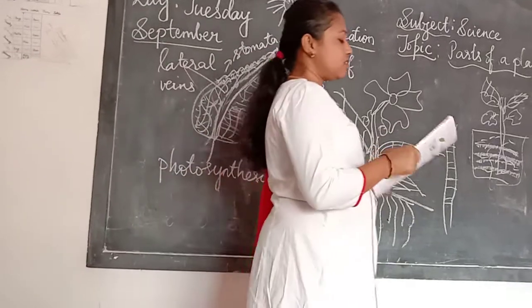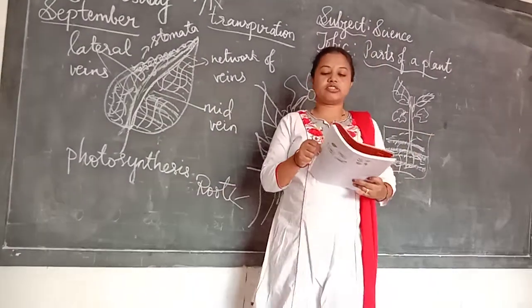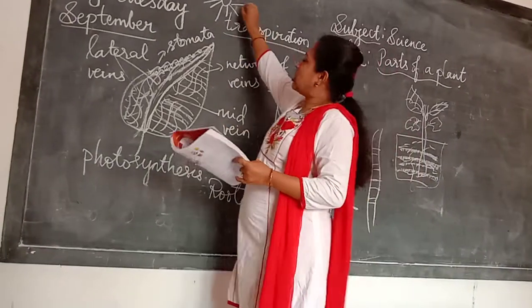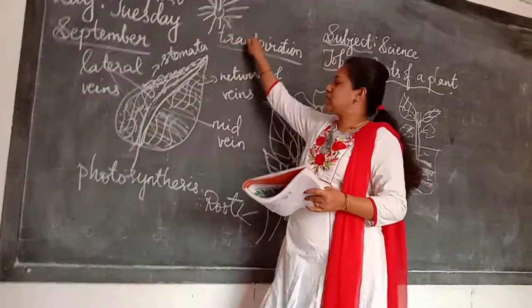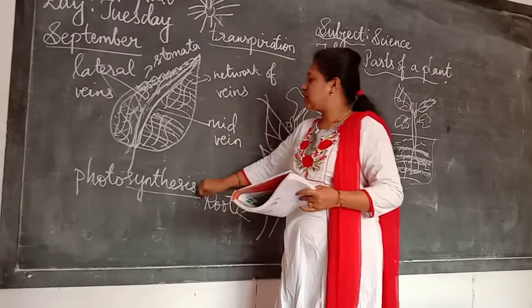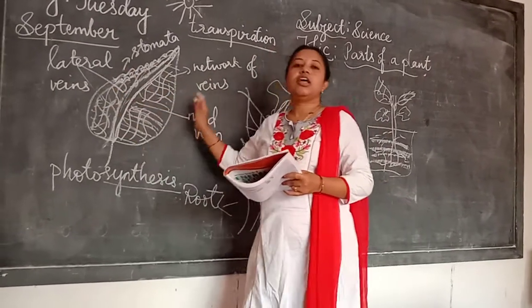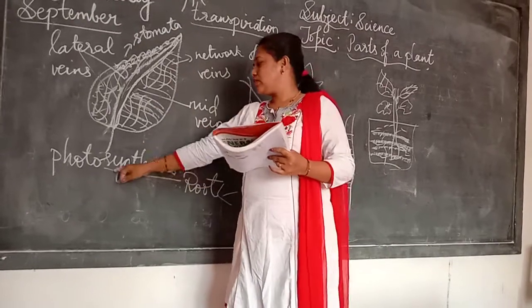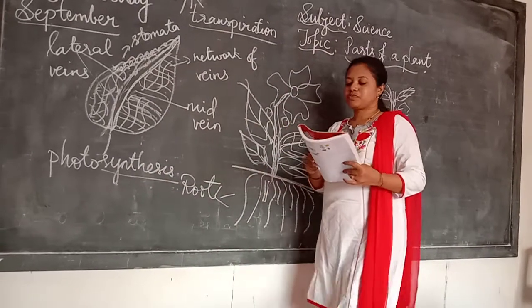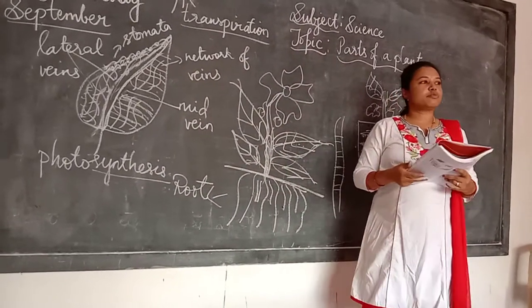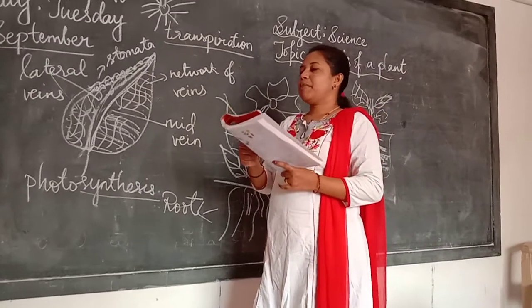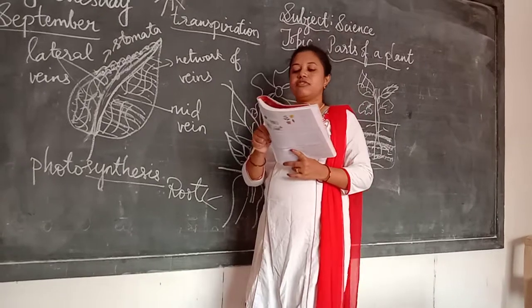Photo means light, synthesis means combining of things to prepare something new. Photo means light, that is sunlight. Synthesis means we use all these things, air, minerals, water, chlorophyll, combining them to prepare something new. So food prepared by the leaf is in the form of sugar.